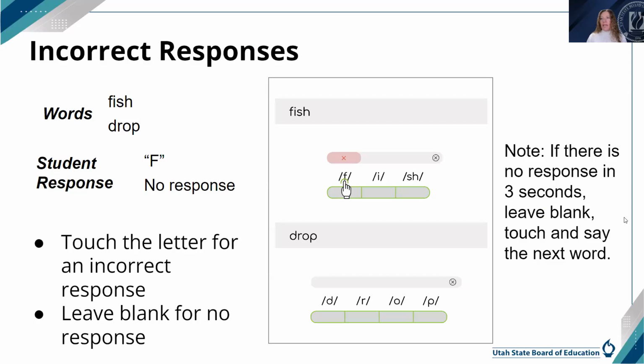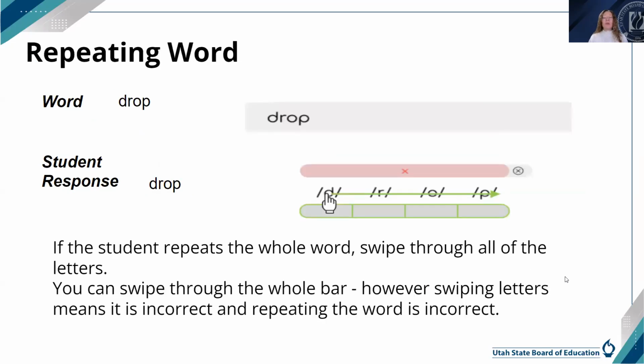If a student gives you an incorrect response, you're going to touch the letter and you'll see that little red bar appear. If they do not give you a response, leave it blank and just say the next word. You would not score anything if the student does not give you a response for a word. It's blank and you go on to the next word. If they repeat the word, you're going to swipe through all of the letters to indicate that the student just repeated the word, which is not a correct response for first sound fluency.